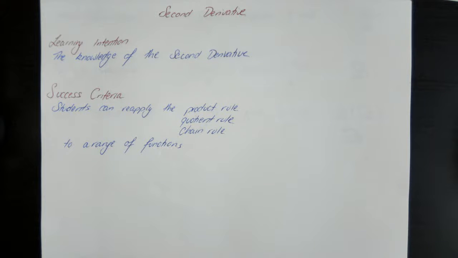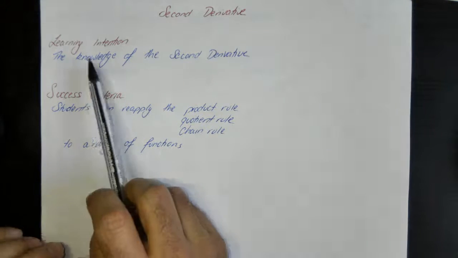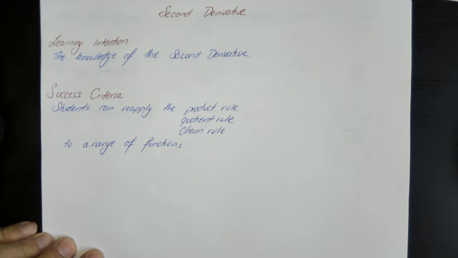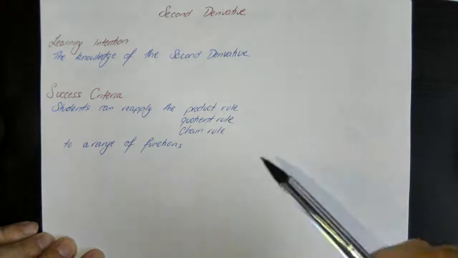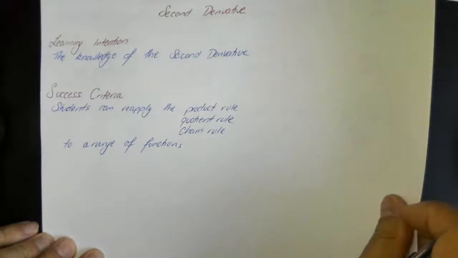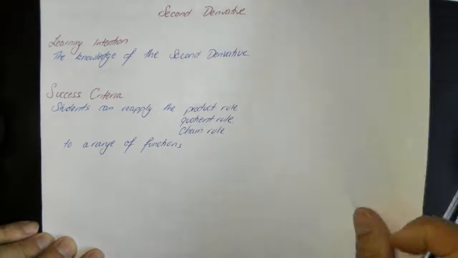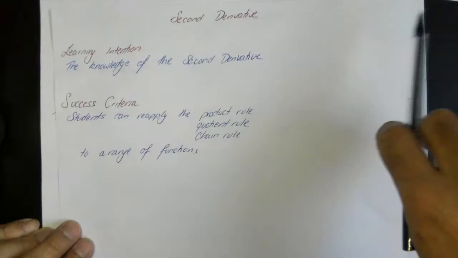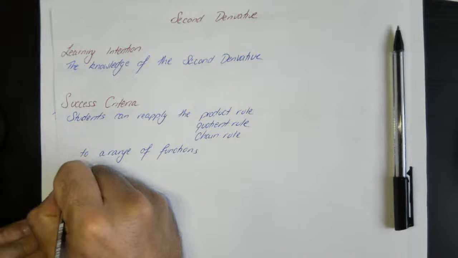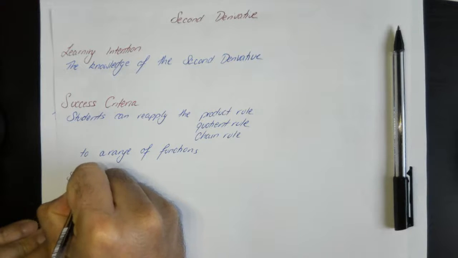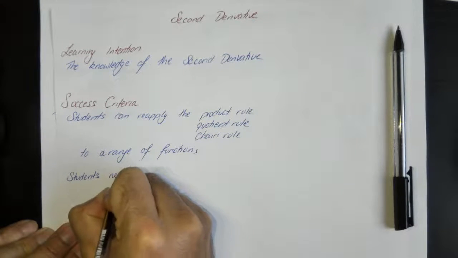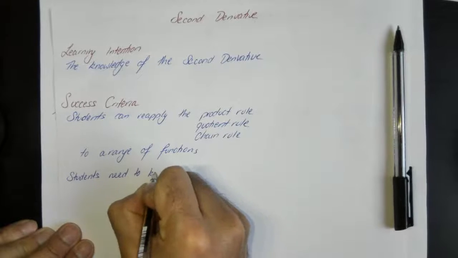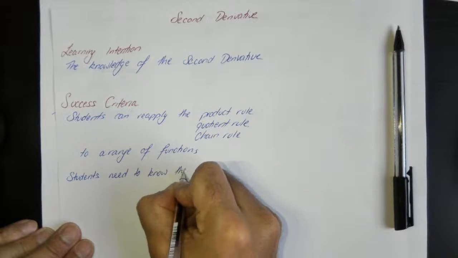Alright, so today we're looking at the second derivative. So our learning intention is to gain the knowledge of what the second derivative is and how to calculate it. So you need to be able to do the product rule, the quotient rule, and the chain rule to a range of different functions. Okay, and you need to know the notation.